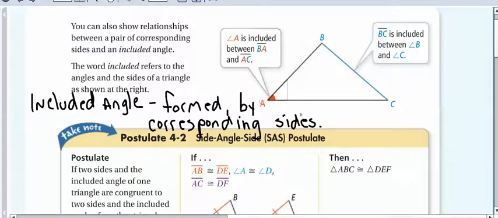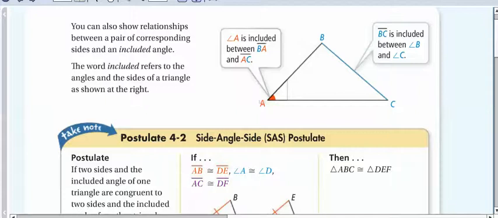And here's what I mean. Side BA and side CA. Okay, those two sides form angle A, don't they? Angle A is called an included angle. It's included in both of those sides. Alright? Do you see side AB and side BC? What's the included angle there? Angle B. And side BC and side CA, what's the included angle there? Angle C. Good.